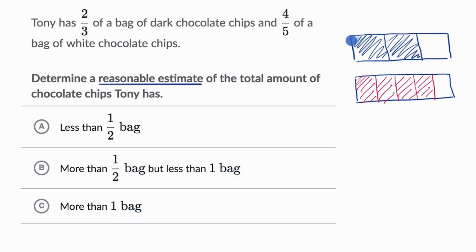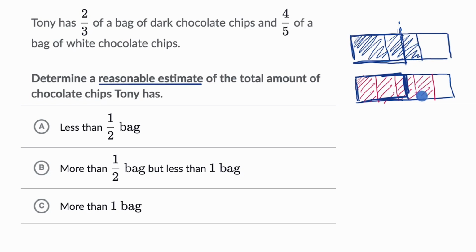Well, when you see even the first 2/3, where is a half? A half would have been right around there, if we're talking about half of it. So 2/3 is more than a half. And then we also see that 4/5 is more than a half. If you had a half, it would have been only this far. So you can see that you're adding two things together that are both more than a half.